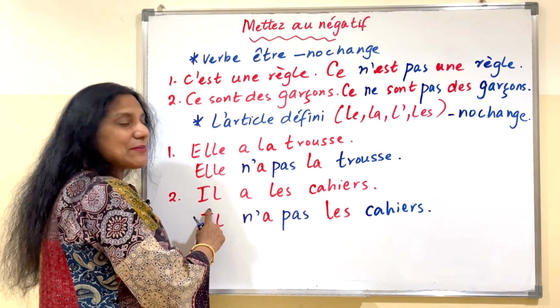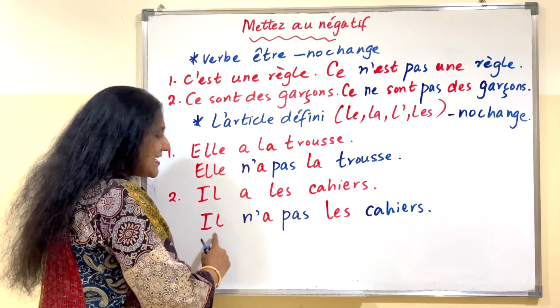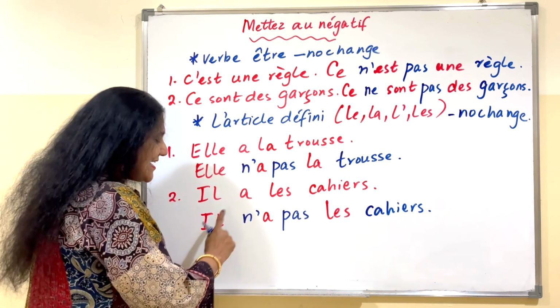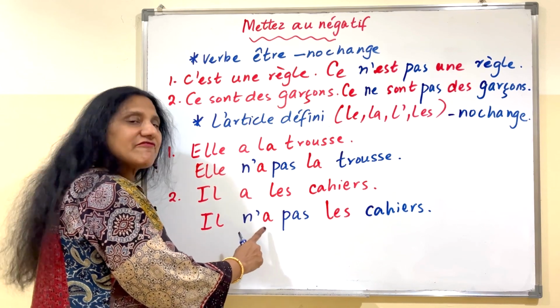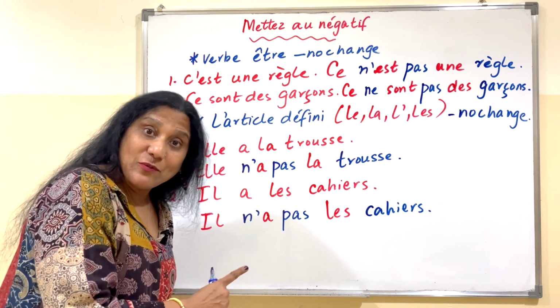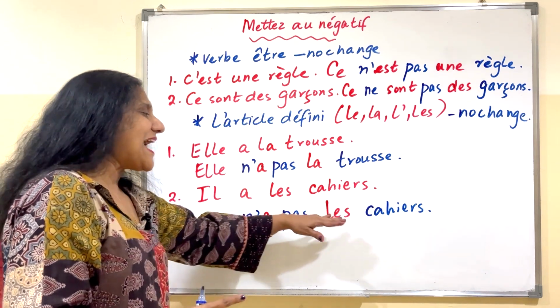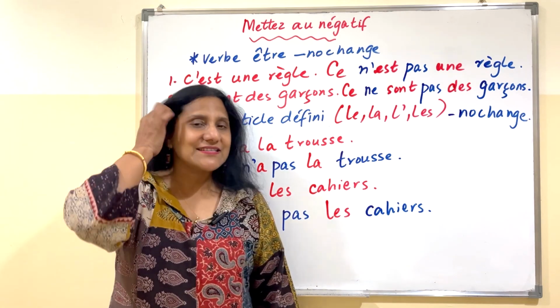Let's take another example. Il a les cahiers. He has the notebooks. Il n'a pas les cahiers. Il is the subject pronoun. N apostrophe before the verb. Why is it an apostrophe? Because the verb begins with a vowel. Pas after the verb, and les cahiers, we don't change the definite article.